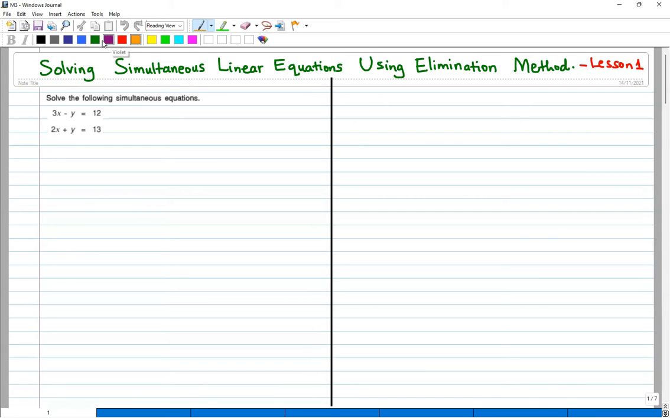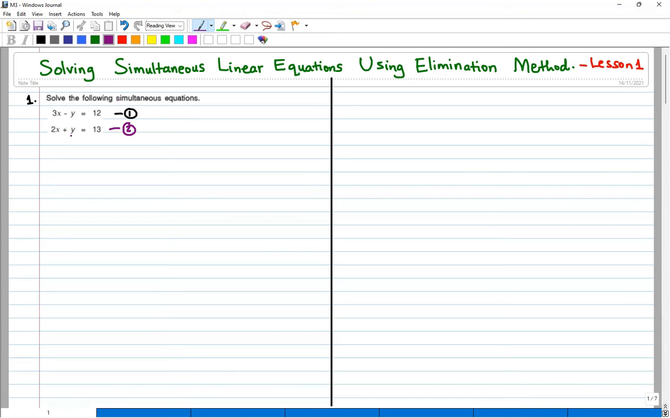Let us now look at example number 1. Solve the following simultaneous equations. 3x minus y equals 12. Let's call this equation number 1. And 2x plus y equals 13. Let us call this equation number 2. Now, we are going to use the elimination method.